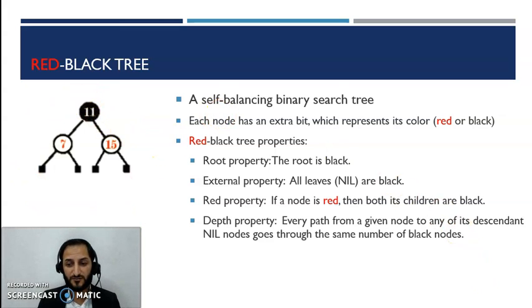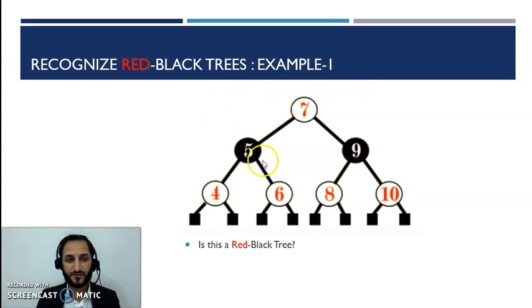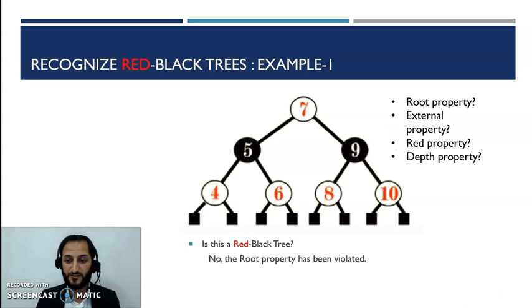Now we will have another example to recognize these red-black trees. Let us see here in example 1. We want to check if this is a red-black tree, and in order to do this, we will go through the 4 properties of the red-black tree. First of all, we will check the root property. Is the root black? In this case, it is not black, and the answer to "is this a red-black tree" is no, because the root property has been violated.